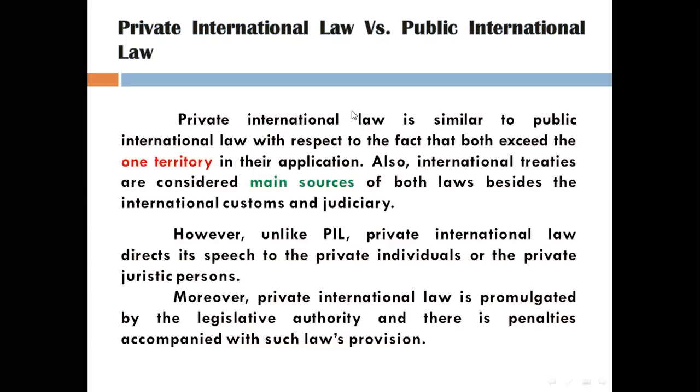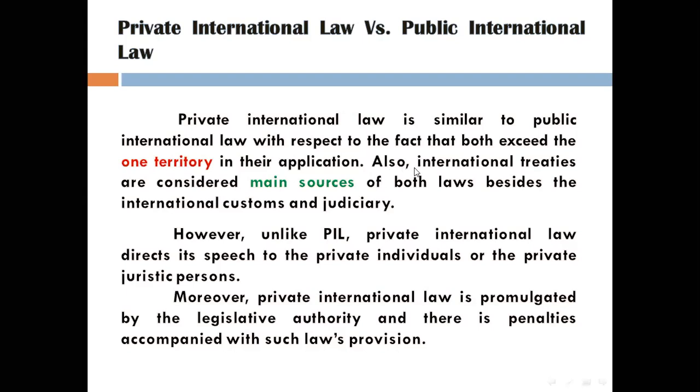Well, private international law, guys, is similar to public international law. Similar regarding what? Regarding the fact that both exceed the one territory in their application. Public international law is applicable outside the one territory, simply because it is applied in an international scope, in international society, which exceeds the one territory of a single state. The same happens with respect to private international law, simply because it is applied outside the territory of one state, as I will show you later.